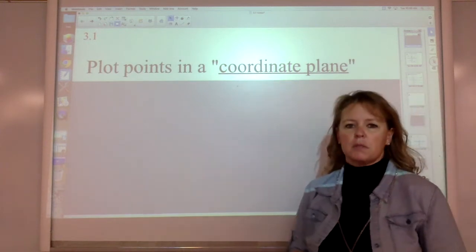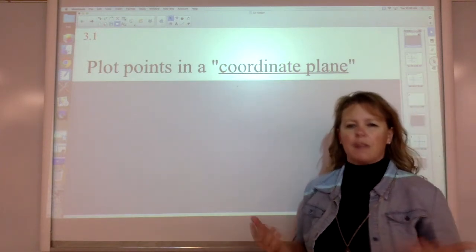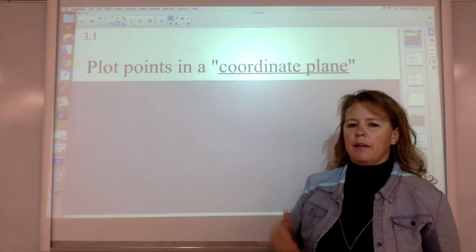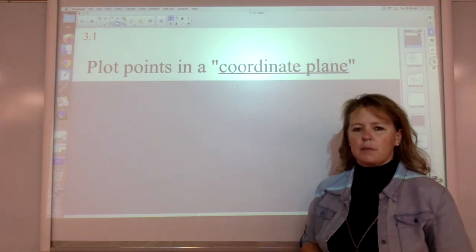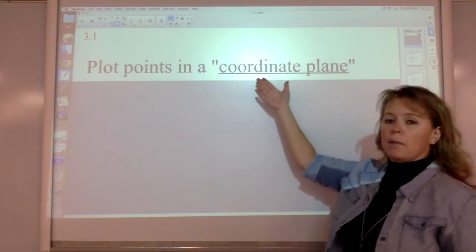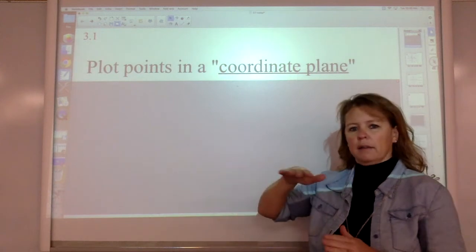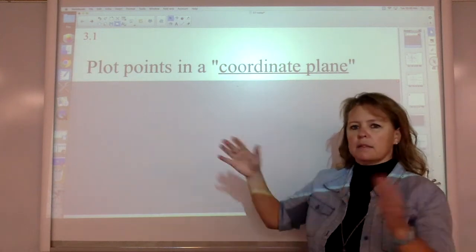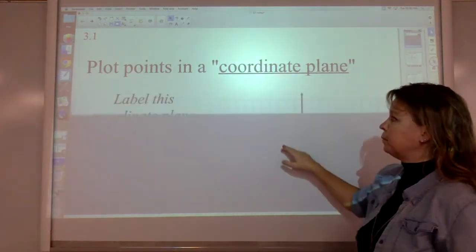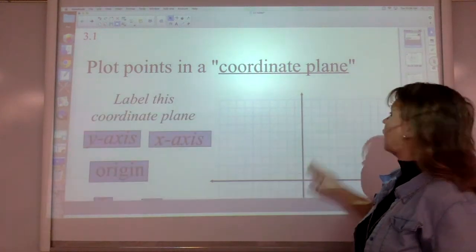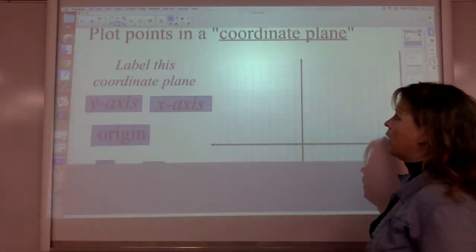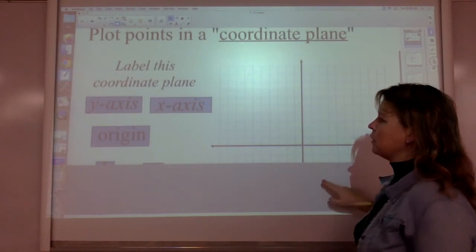We're going to plot points in a coordinate plane. Coordinate plane is a much more specific way of talking about a graph because graphs could be line graphs, bar graphs, pie graphs. They're all different types of graphs, but a coordinate plane is where you have the x-axis, the y-axis, and coordinates on there. So first we're going to get going with the terminology. It asks you to label this coordinate plane.